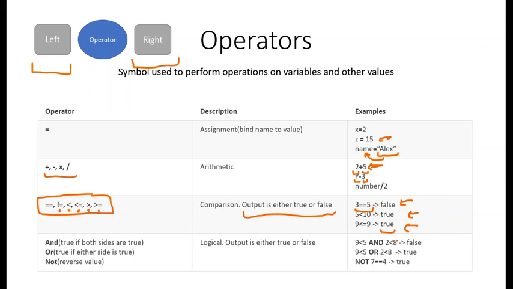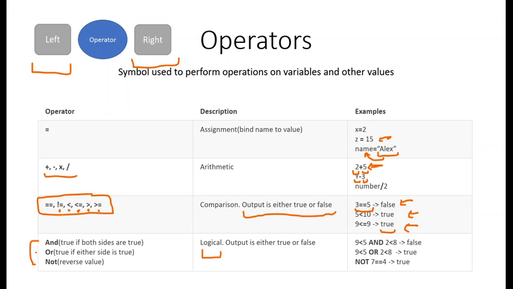All right. Fourth type of operators is logical operators. The output of logical operators is again either true or false. And we have three main logical operators. The AND operator, which basically returns true only if both sides of the operator are true, right? So true and true is true. True and false is false. False and true is false. False and false is false.